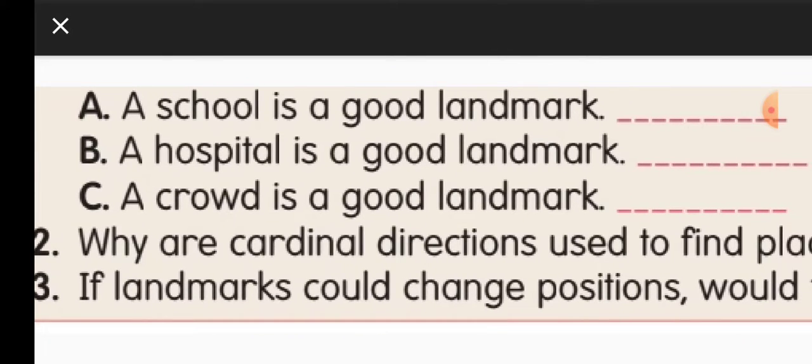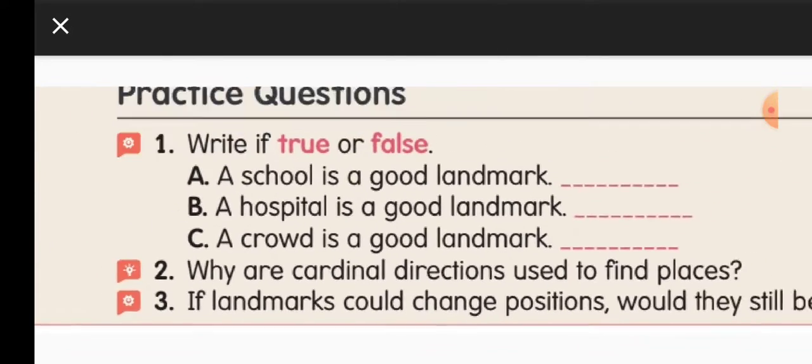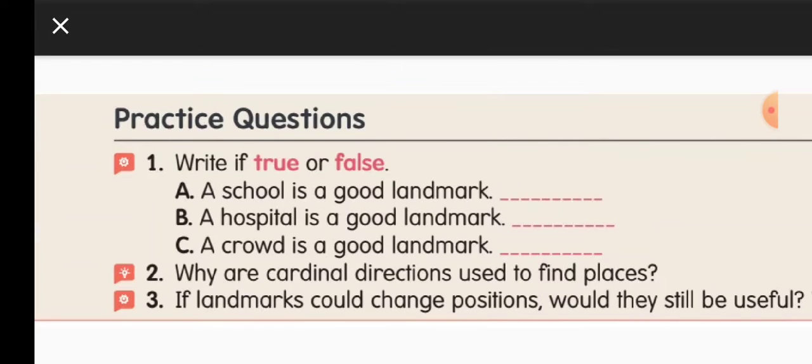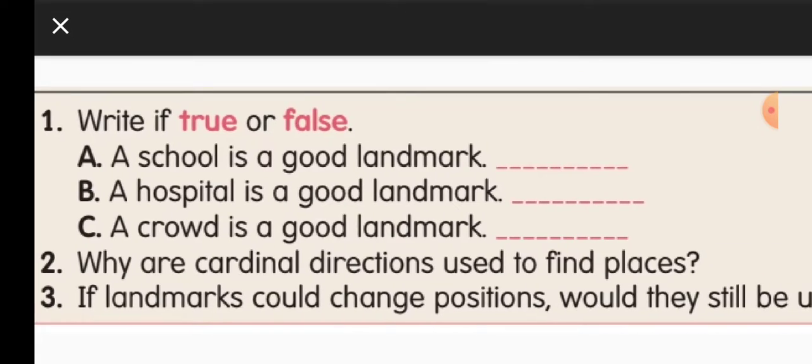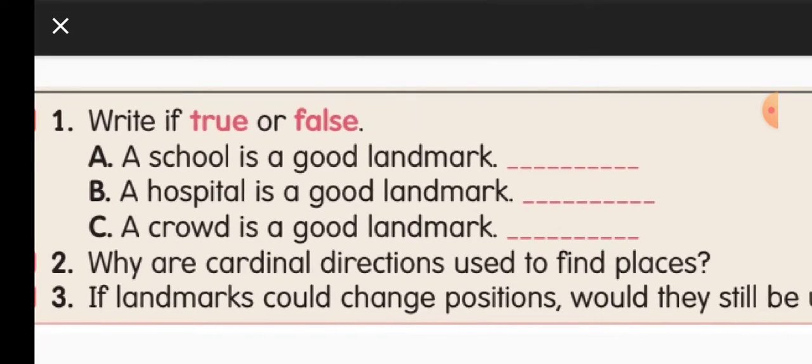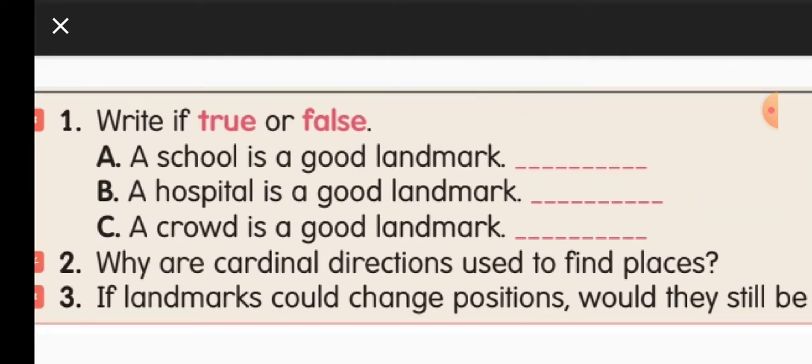Why are cardinal directions used to find a place? As they are fixed. Okay, cardinal directions are fixed and don't change with a person's position. Okay, you can write that. Cardinal directions are fixed and they don't change with the position of a person. That's the answer. You can make it even shorter if you want. As they are fixed, they don't change with a person's position. Okay, that answer you write. Smallest answer: as they are fixed and don't change with a person's position.